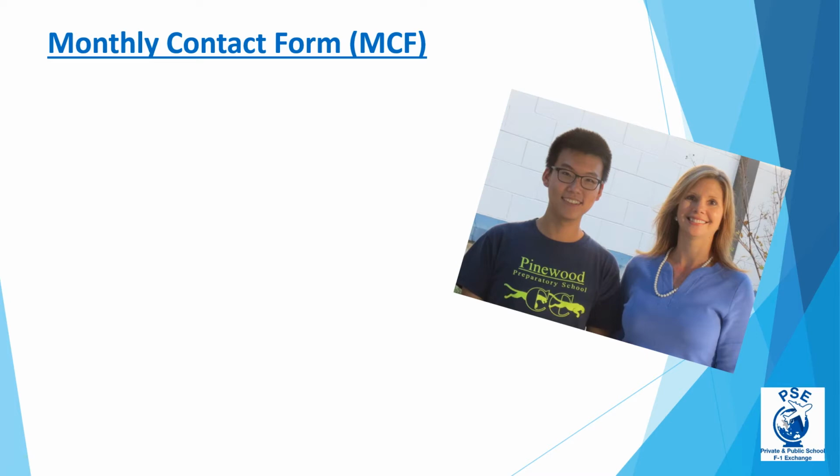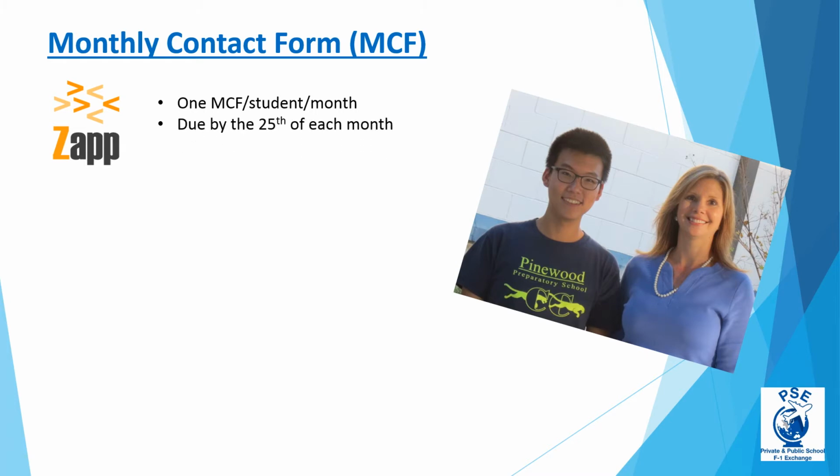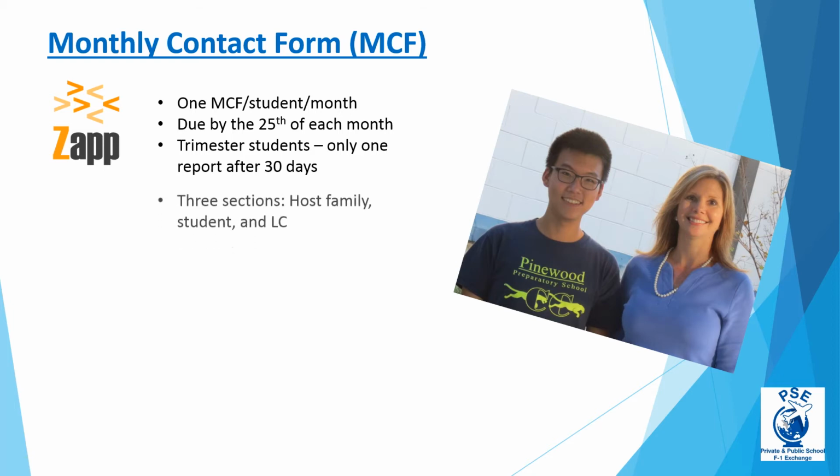The student monthly progress reports are known as monthly contact forms, or MCFs. In ZAP, the local coordinator completes one MCF per month for each supervised student. The MCFs are due by the 25th of each month to your regional manager for review, and all forms should be completed by this date. Trimester students on our short-term program only require one report after the student has been on the program for 30 days. The questions on the monthly contact form are organized into 3 sections: host family, student, and local coordinator. The questions are designed to capture an understanding from all 3 perspectives.